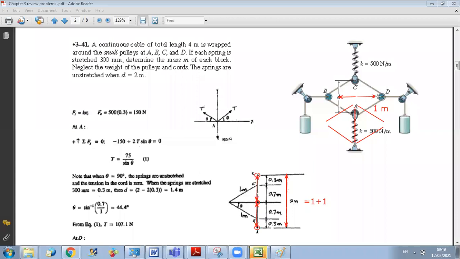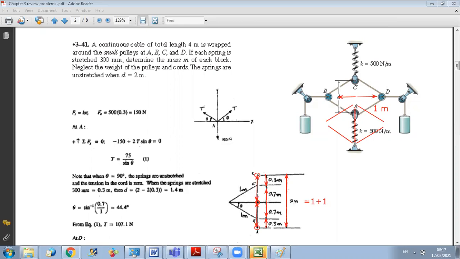Under this effect, what will happen? C will go down, and A will go up. Okay? Now, since they gave me the stretching of each spring, they said that each spring is stretched 300 millimeters. This means that C will go downward 0.3 meter and A will go upward 0.3 meter. This analysis will allow me to determine the new distance D separating C and A. So what will this distance be? It will be 2 minus 0.6, so it will be 1.4.